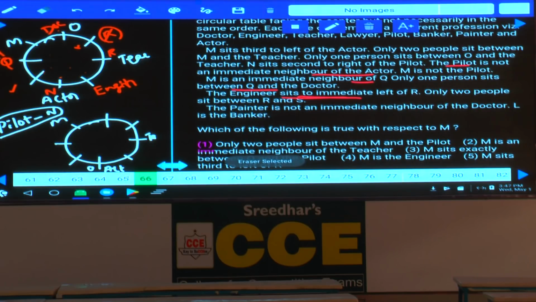Now the next information is related to R and S, with two people between R and S. As there are two people between R and S, tell me what is the possibility we have? Now this S must be in between Q and N, and two people between R and S.